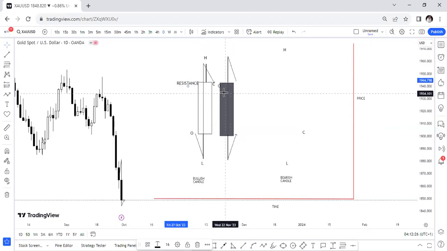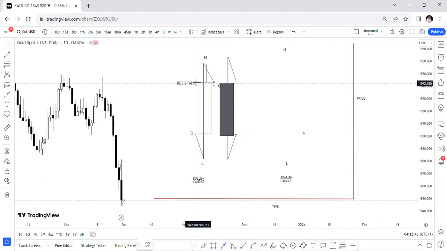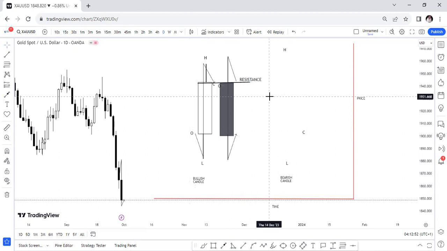Then price will open the second day, or the next session. It opens here and moves higher, then downward. So this place now becomes what we call the resistance level. This is now the resistance level.